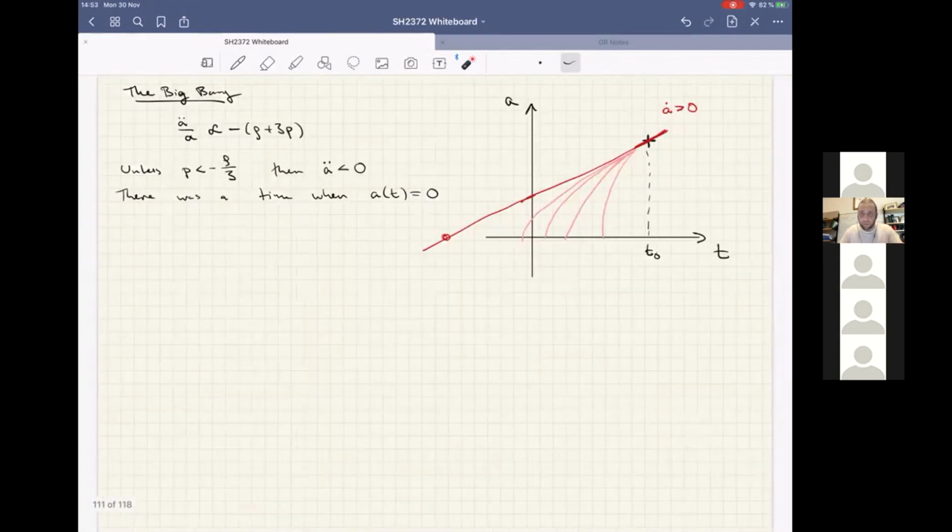So that's kind of what happens when you go back in time like this. And again, we will talk next time about inflation, which solves many problems of this kind of Big Bang model, including perhaps removing this singularity.